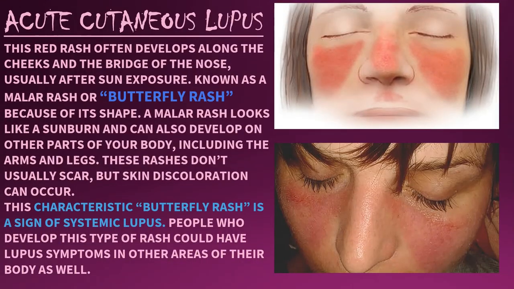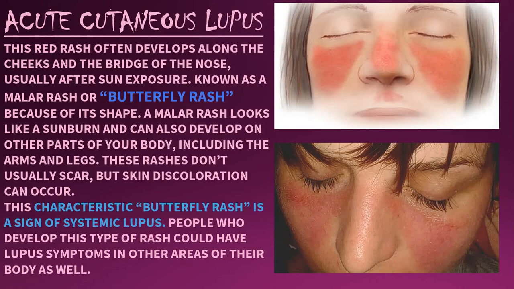The third type of cutaneous lupus is acute cutaneous lupus. This red rash often develops along the cheeks and the bridge of the nose, usually after sun exposure. It is known as a malar rash or butterfly rash because of its shape. A malar rash looks like a sunburn and can also develop on other parts of your body, including the arms and legs. These rashes don't usually scar, but skin discoloration can occur.